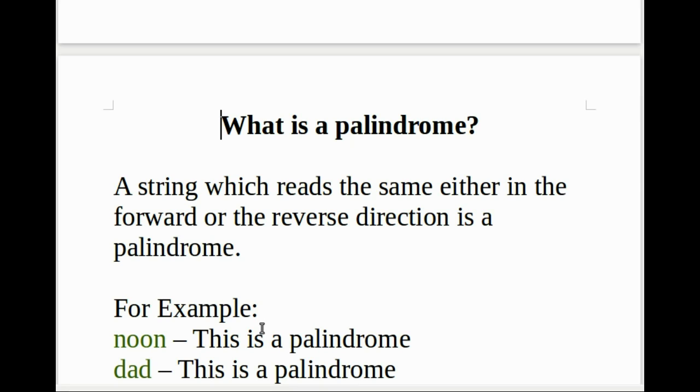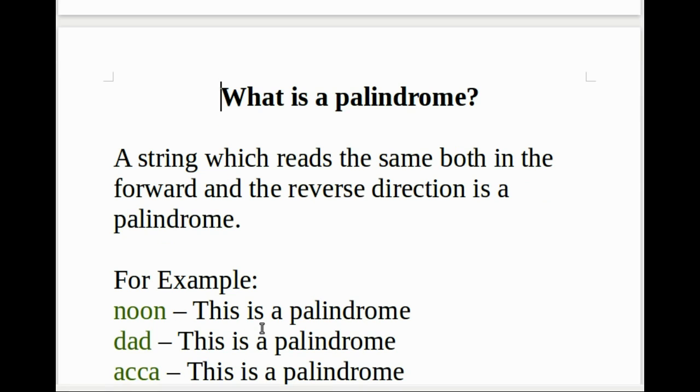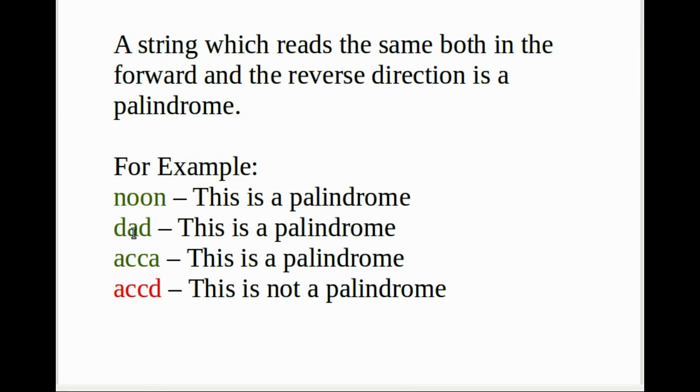And what is a palindrome? A string which reads the same both in the forward and the reverse direction is a palindrome. For example, noon is a palindrome because both in the forward and the reverse directions it reads the same. Dad is again a palindrome. The string ACCA is a palindrome since reading in the forward direction or the reverse direction is the same.